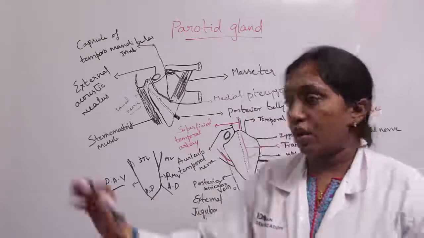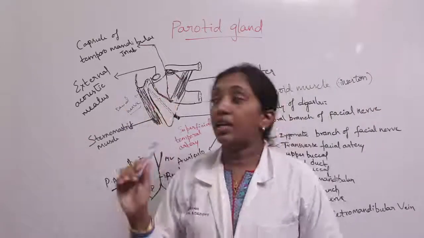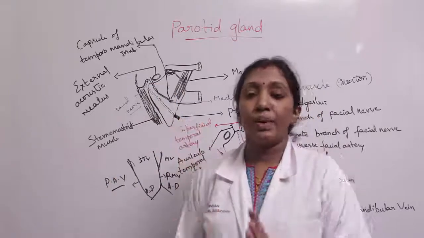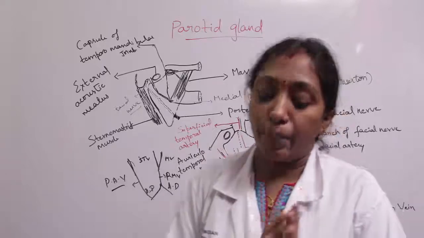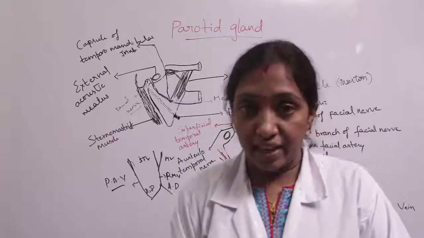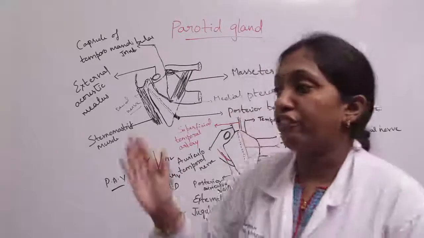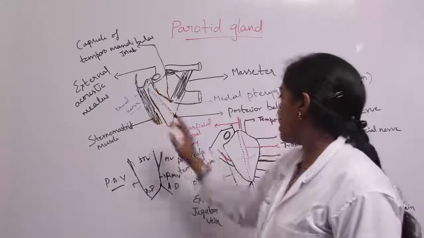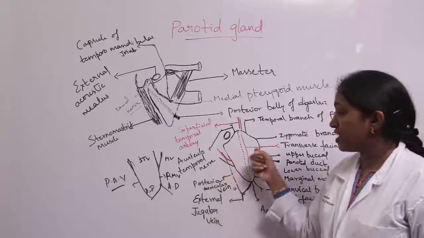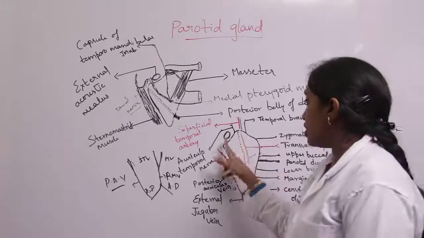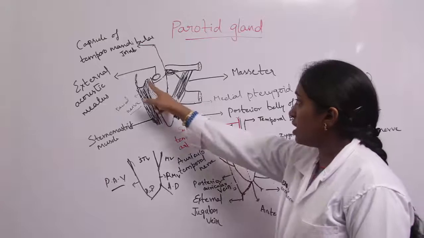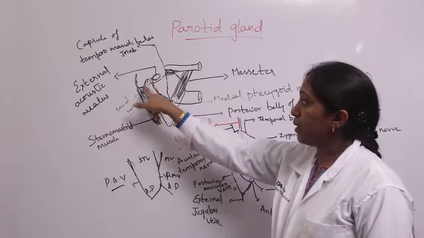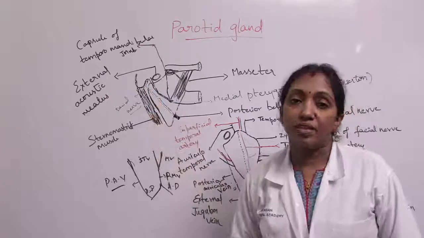Coming to the facial nerve, I have already explained that the facial nerve emerges from the stylomastoid foramen. After emerging from the stylomastoid foramen, the facial nerve gives one branch, the posterior auricular nerve. After giving the posterior auricular nerve, the facial nerve enters the gland by piercing the posteromedial surface. See, here is the posteromedial surface and this is the anteromedial surface.